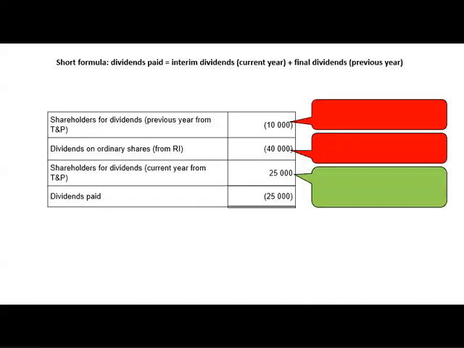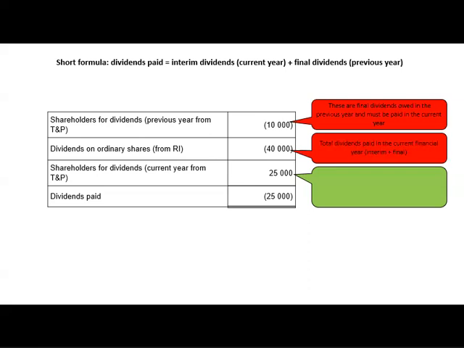Now, the note will look like this. Okay, you'll have shareholders for dividends, which is from the previous year, that you will get in trade and other payables. Shareholders for dividends represents your final dividends that you were owing last year. So those final dividends, we have to pay them this year. That's why we show it in brackets. And then you're going to have dividends on ordinary shares, which is found in retained income. That is a combination of your interim for this year plus your final for this year. So you're going to put it in brackets because both of them will be paid.